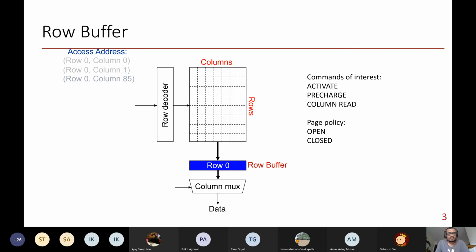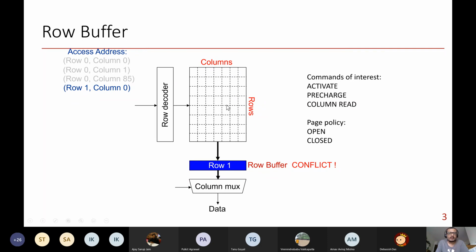Now suddenly, if you are accessing a new row, let's say row 1, which is not there in the row buffer, which holds row 0, it's actually a conflict. The data is not there, so it's a row conflict. In this case, what happens? You have to precharge, which means you have to put the content of row 0 back and bring the content of row 1 into the row buffer. So this row 0 goes back, and then row 1 comes from the collection of rows into the row buffer. That is known as the precharge.